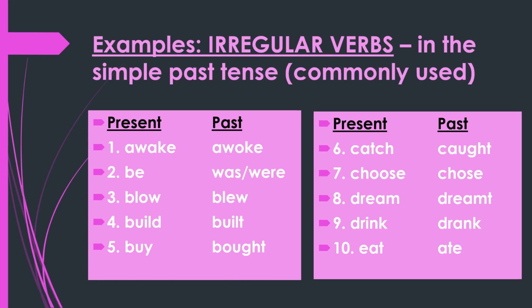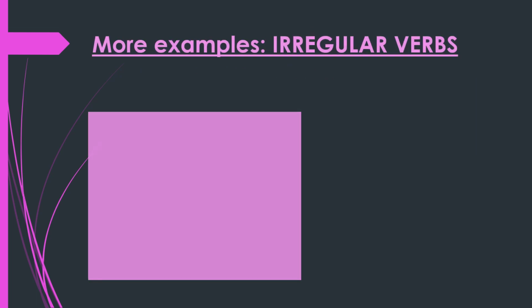Number 10 is eat. That is E-A-T becomes ate. That is A-T-E in the simple past tense form. Let us see a few more examples. Number 11 is fall. F-A-L-L becomes fell. F-E-L-L.